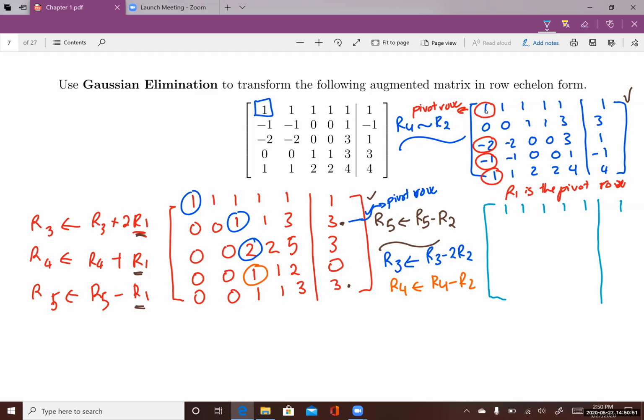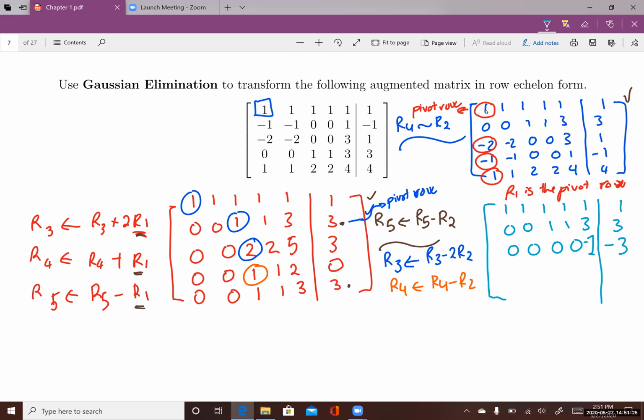The second row stays the same because it's now the pivot row. Okay, let's see, for the third row we take row 3 minus 2 times row 2. So it's 0, 0, right? 0 minus 0 is 0, 0. 2 minus 2 is 0. 2 minus 2 is also 0. 5 minus 2 times 3 is 5 minus 6, which is negative 1. And then 3 minus 2 times 3, 3 minus 6, is going to be negative 3.